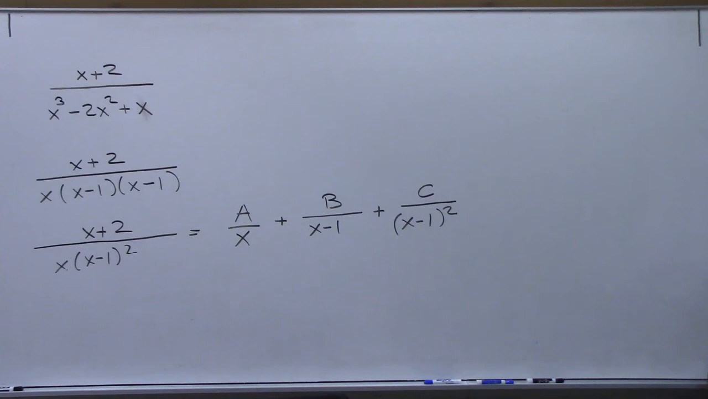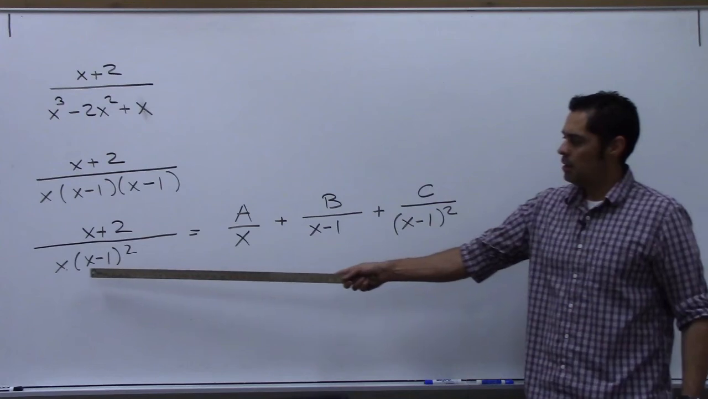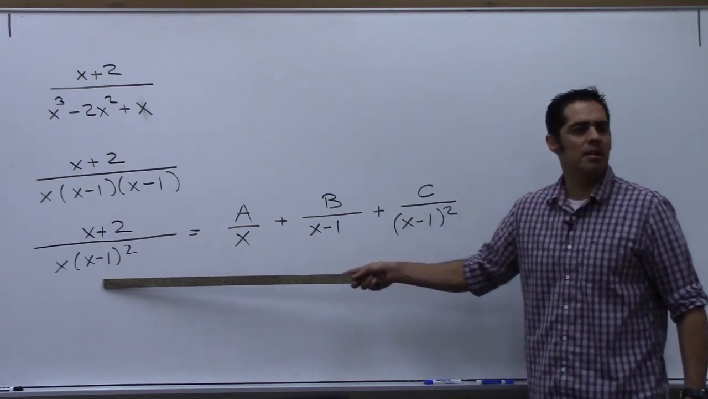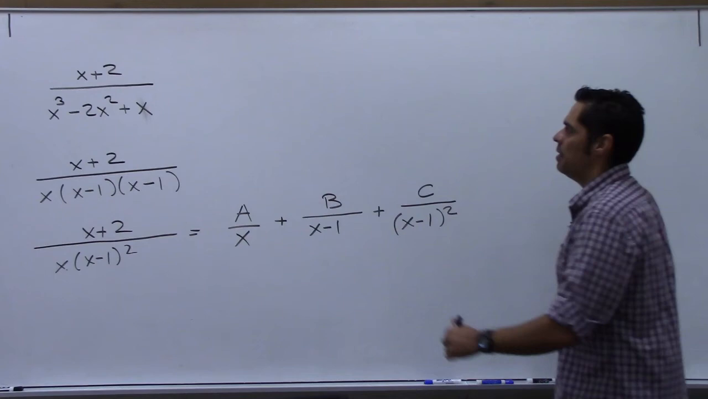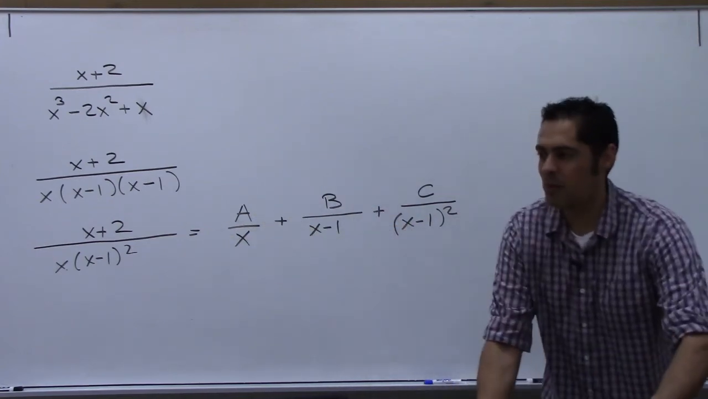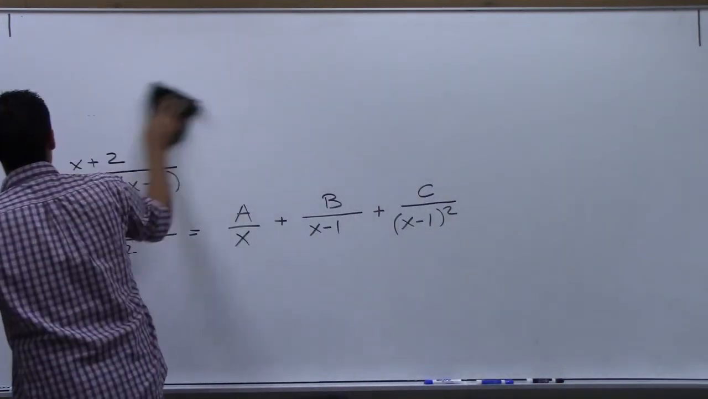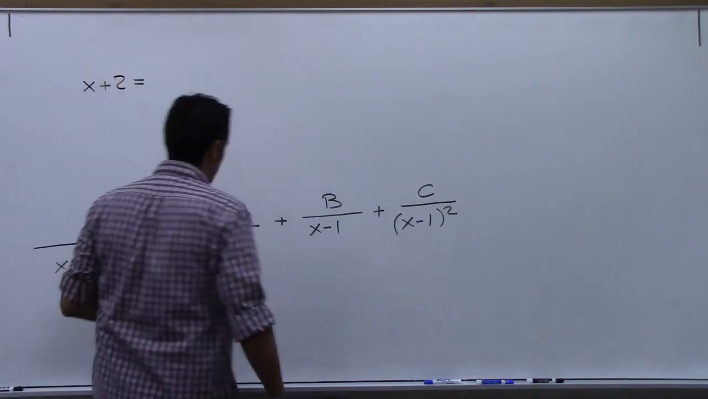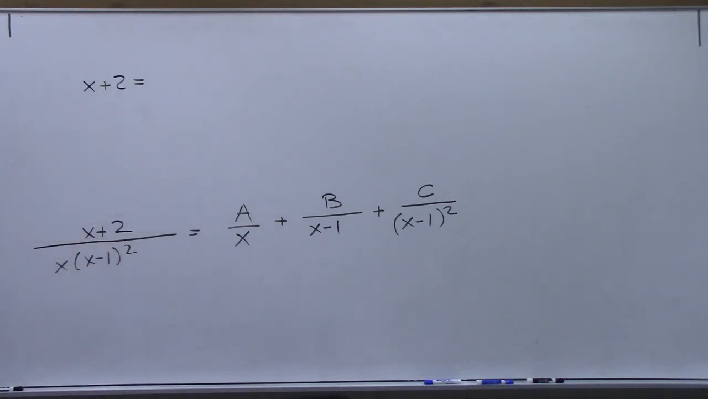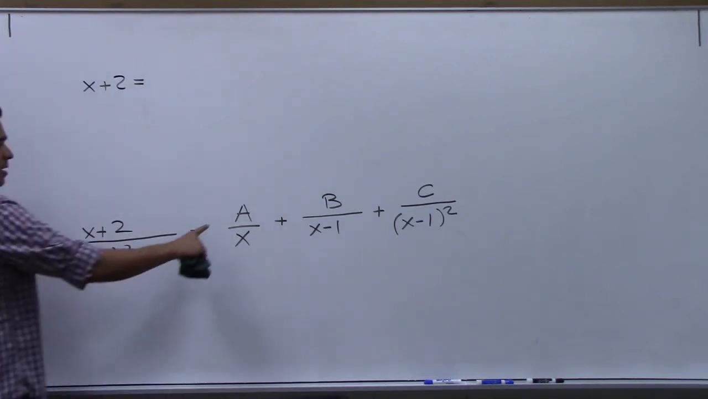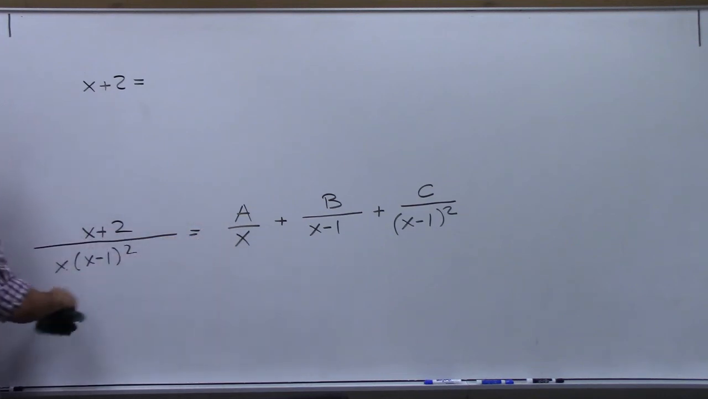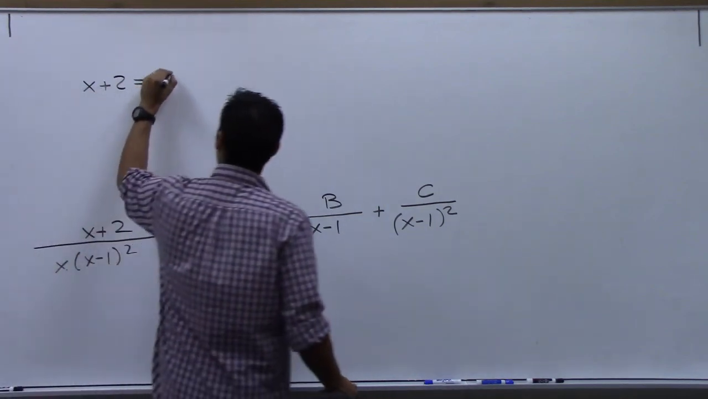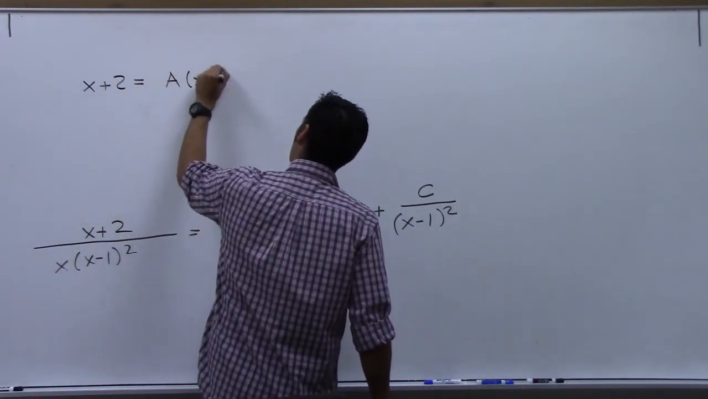All right. So do the LCD. Your LCD is x times x minus 1 squared, this whole thing over here. It's always going to be this thing over here. So what's the left side going to be? It's always going to be the numerator on the left side, so x plus 2 again. And then on the right side, think about what's going to cancel. Be very careful here. What's going to cancel when you do this one times the LCD? Just the x. What are you still left with? x minus 1 squared and the A. So A times x minus 1 squared.